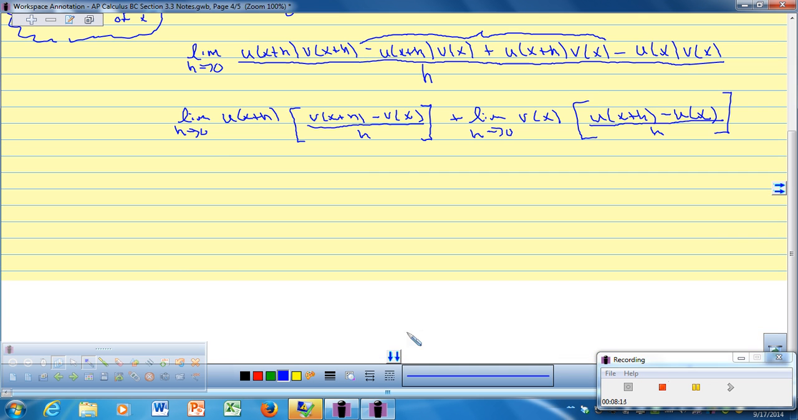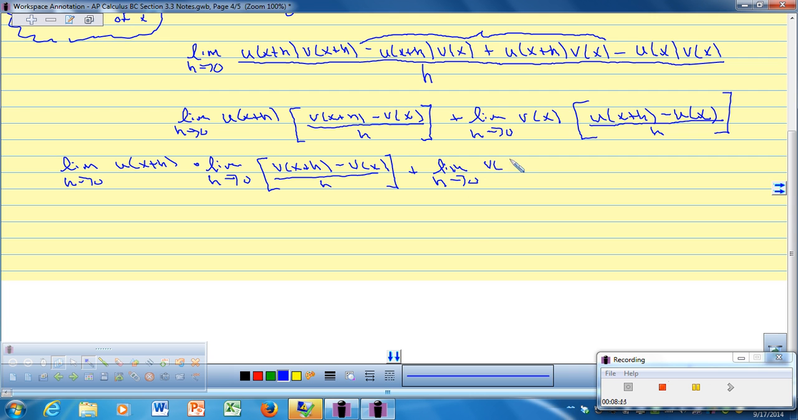And if you notice, what we have here is the limit of a product, so that can be written as the product of the limits: limit as h goes to 0 of u of x plus h, times the limit as h goes to 0 of this, v of x plus h minus v of x all over h, plus the limit as h goes to 0 of v of x, times the limit as h goes to 0 of this, u of x plus h minus u of x all over h.